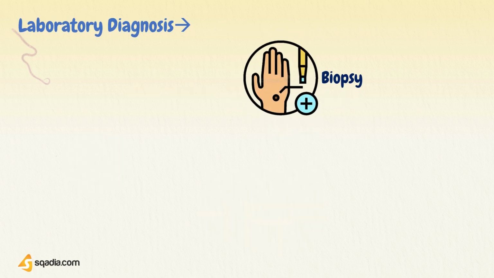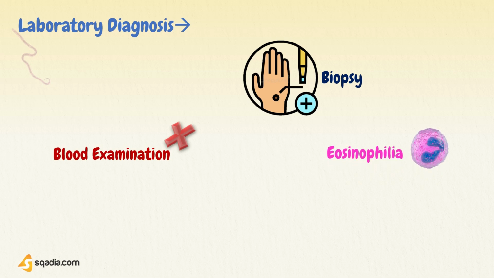The diagnostic criteria consist of some important examinations, like biopsy of the affected skin, which reveals microfilariae. Examination of the blood for microfilariae is not useful because they do not circulate in the blood. Eosinophilia is common, but note here that serologic tests are not very helpful.